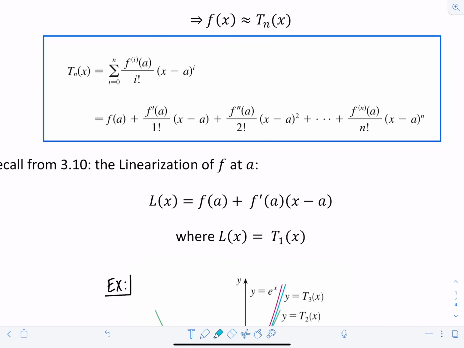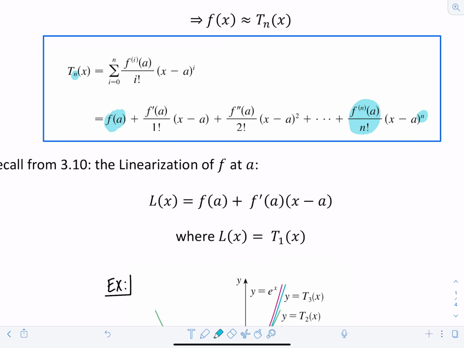Your first few terms would look as follows. You'd have f of a, which corresponds with i equals 0. Then f prime of a over 1 factorial times x minus a to the first, up until the nth derivative at a divided by n factorial, and then you have x minus a to the n. That's why the Taylor polynomial is T sub n of x. The degree needs to match what the subscript is right there.